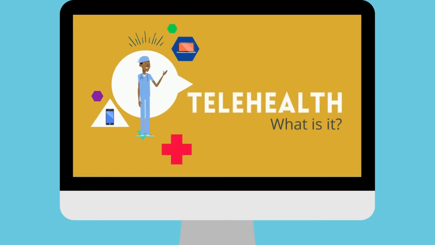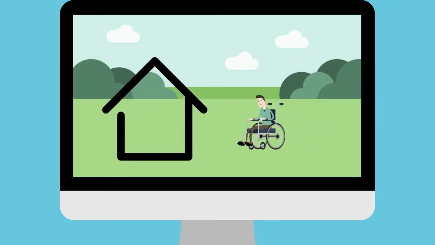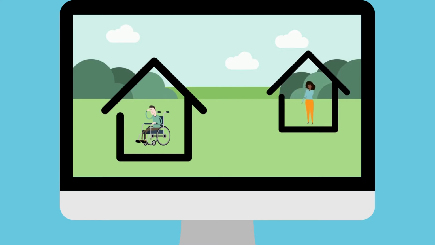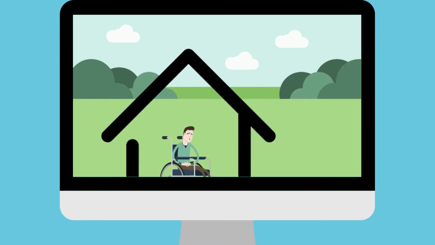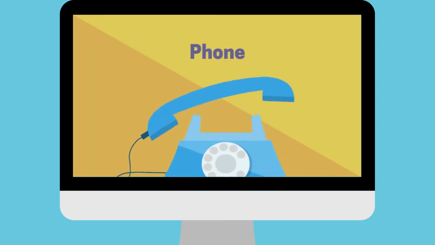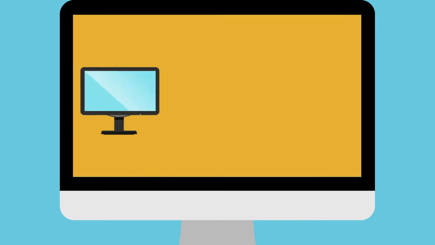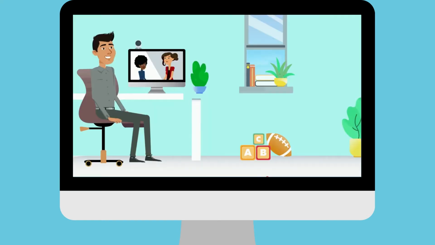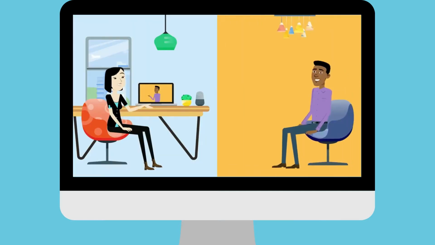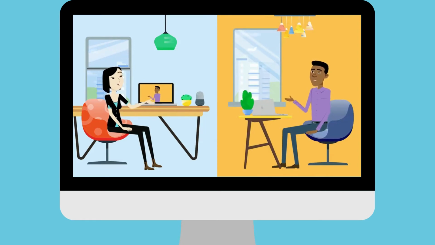Telehealth. What is it? Many of us are staying at home to stay safe from the coronavirus, which causes COVID-19. Our friends and family are staying home too. That means we can't visit them or have them visit us at home. But we can still visit with them on the phone or by using a computer, tablet, or smartphone. The camera on these devices lets us see each other while we talk and visit, sort of like a video. When we meet using video, we call it a virtual meeting or a video meeting.